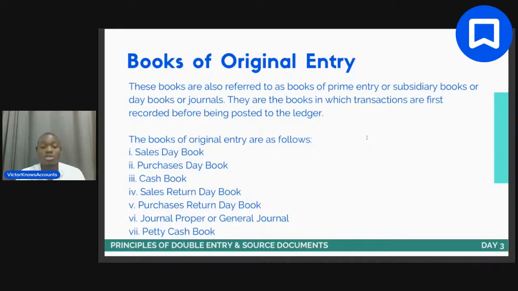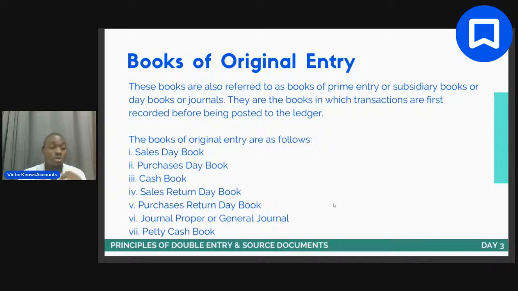Because the sales day book will also include what? The amount of the invoice that was actually given to a particular customer. So generally, the sales day book is used for what? To record credit sales. So when there are credit sales, you take them where? To the sales day book. Now the next one is what?